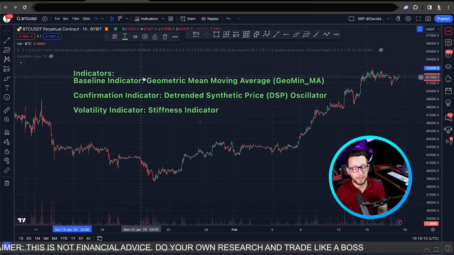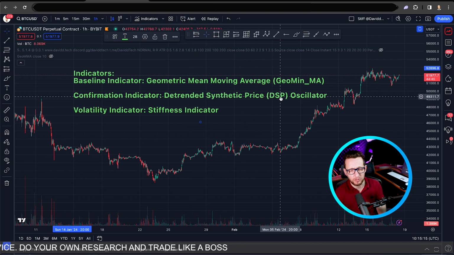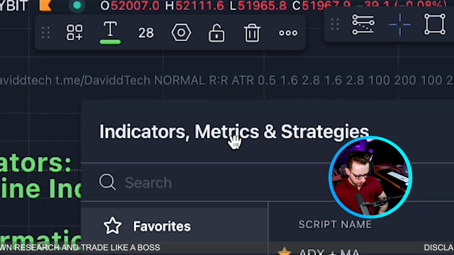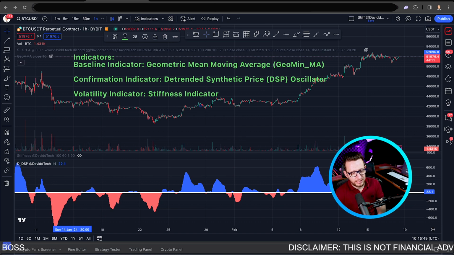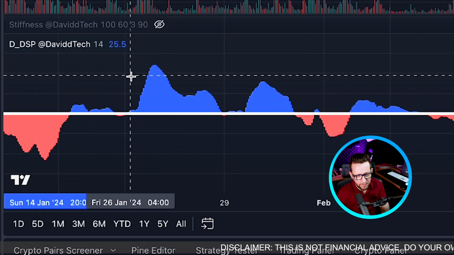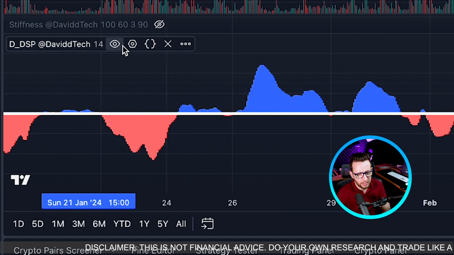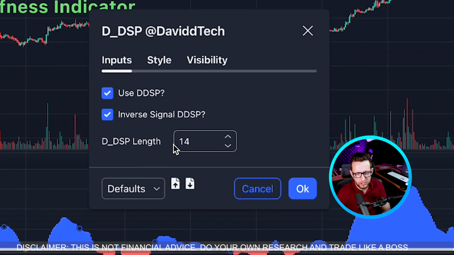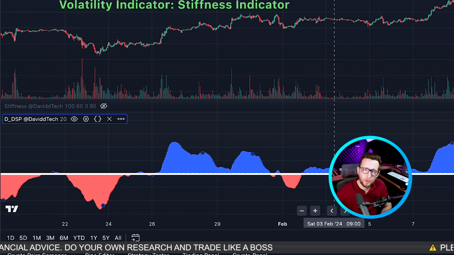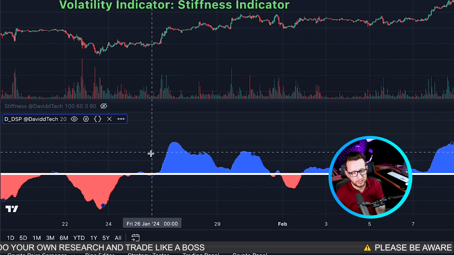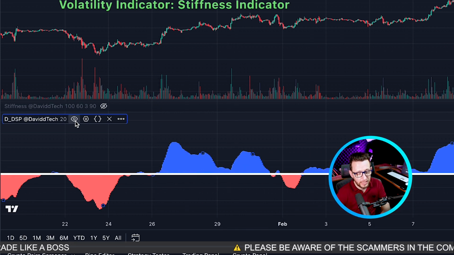Okay, so we're going to be using a couple of indicators. The Detrended Synthetic Price, the DSP, was the one I was talking about earlier. Let's add this to the chart. It's the DSP, which is this indicator here. When adding the DSP, you get a kind of a wave indicator, very much like the MACD here. And the first thing that I'm going to do is go over to my settings over here and change the length of the DSP to 20. If you're looking for this indicator, I will put the link to the DaviddTech version down in the description below, which is a little bit different to this standard version here. So we're going to be using the length of 20.